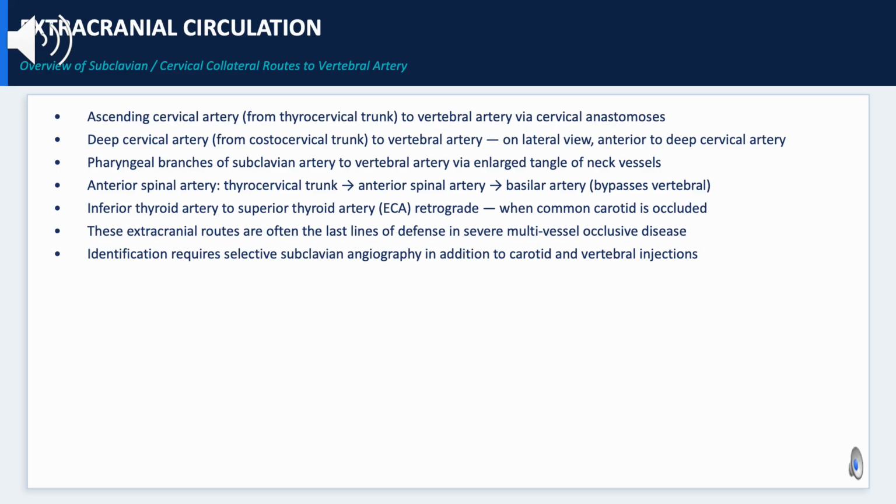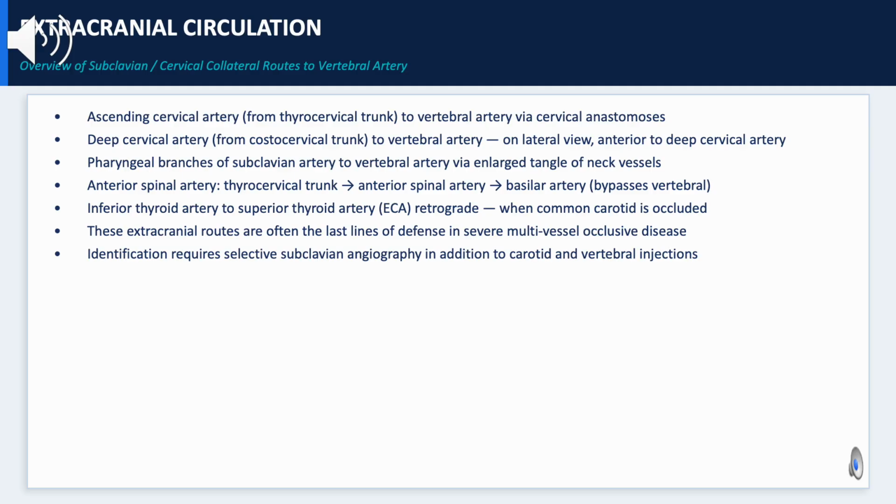Extracranial circulation collaterals, the subclavian and cervical routes to the vertebral artery, are the final tier of the cerebrovascular collateral hierarchy and are often the only remaining blood supply in patients with multivessel occlusive disease. These routes are invisible unless specifically sought with subclavian angiography. Carotid and vertebral injections alone will not demonstrate them.